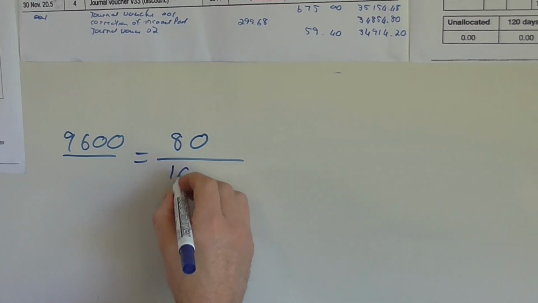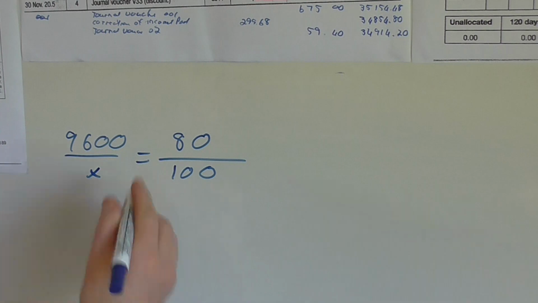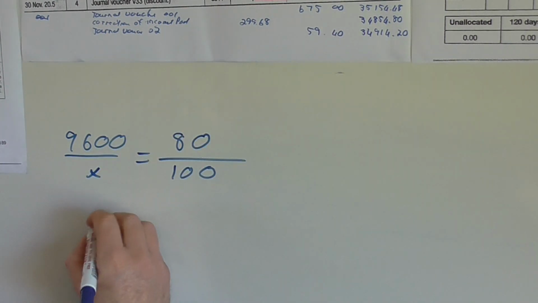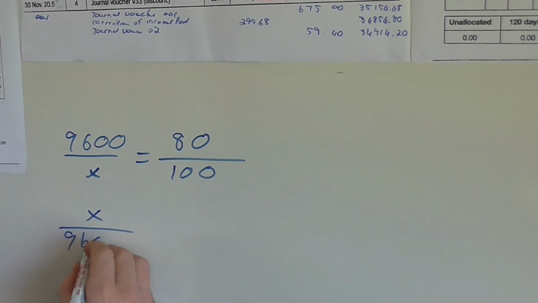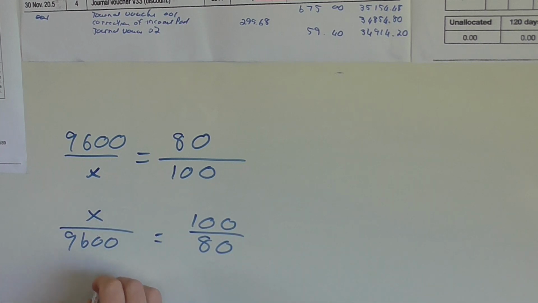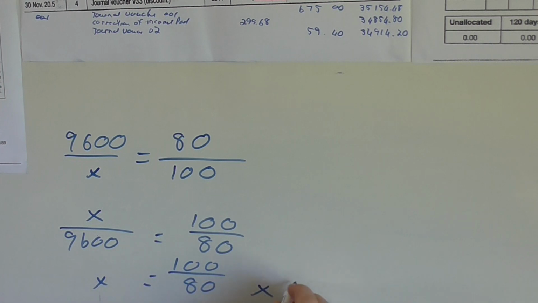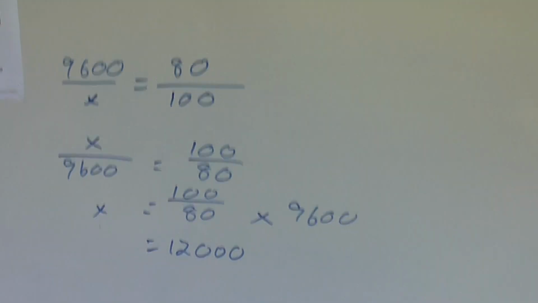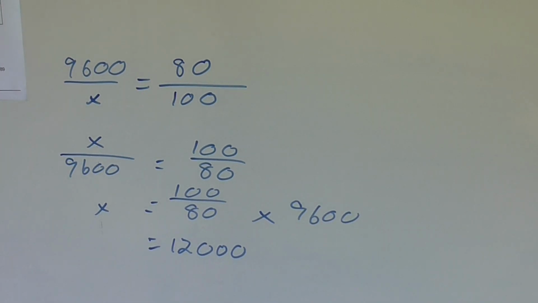So in other words, 100% of the price is X. Now let's swap it over to get the X on top. So X over 9600 equals 100 divided by 80. So X then is 100 divided by 80 multiplied by 9600. So X is 12,000. All right, 12,000 rand. So before we received the discount, we would have paid 12,000, but we got 20% discount.